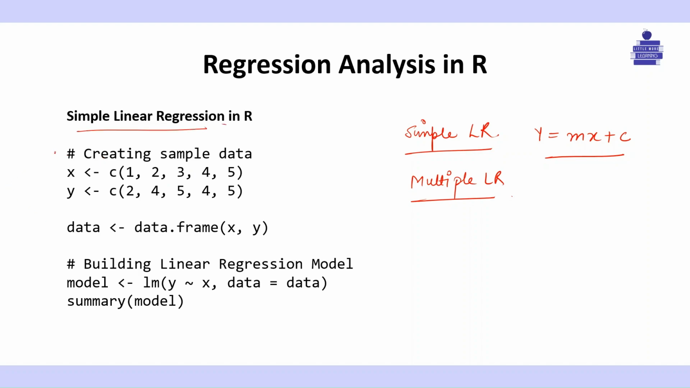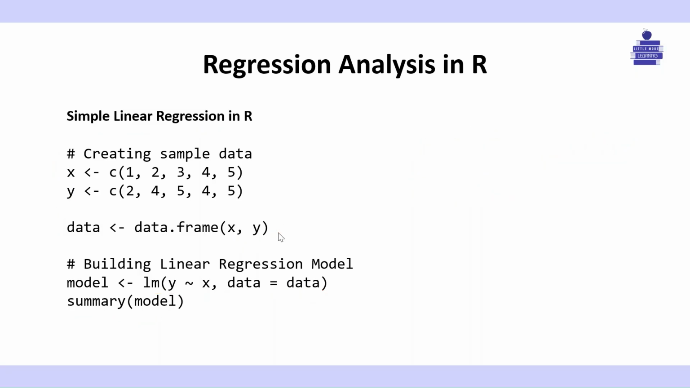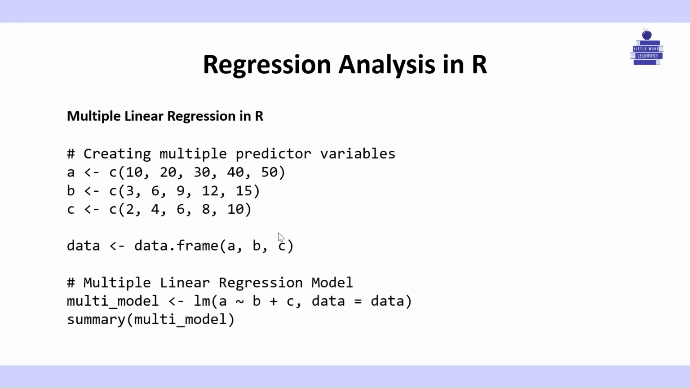So let us take the first example for simple linear regression. We are just simply creating two sample data sets X and Y and then creating a data frame out of it. After that, we are building a linear regression model where this function creates a linear model for us. And the summary of the model gives coefficients, R-squared values and p-values for the data frame of dataset X and Y we had created.